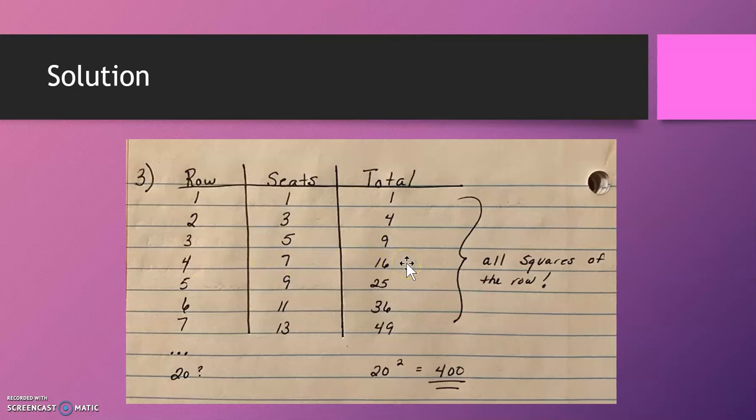And as we keep going with row 5, row 6, row 7, as we look at the total column, we notice that these are all perfect squares, and they're exactly the square of the row that we are looking at. And they're also the total number of the people seated up through that row. So seated up through row 7 is 49 people, meaning that if we want to find those that fill all 20 rows altogether, we would do 20 squared, and we would get 400 total people at the air show.